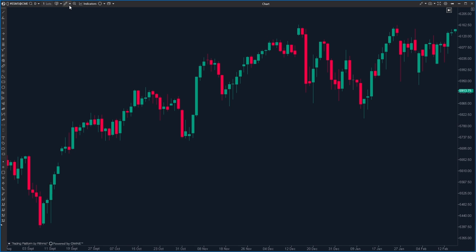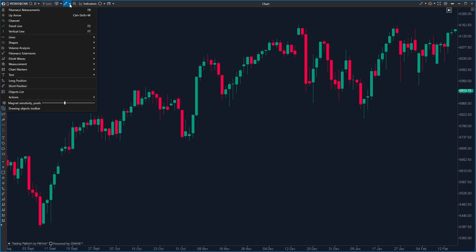To access this tool, go to the Drawing Tools and navigate to the Fibonacci Extensions section, where you will find Fibonacci retracement. There's also a convenient keyboard shortcut available, which is F8 for quick access.